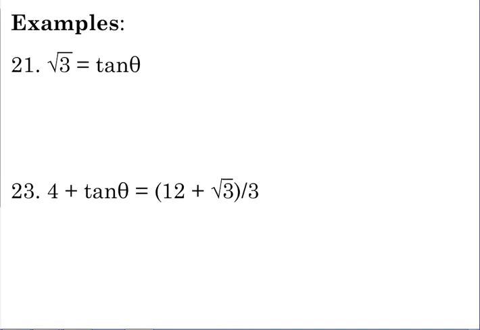Let's look at a tangent. Okay, number 21. The square root of 3 is equal to the tangent of theta. Now, we do not have values of tangent on the unit circle, but tangent is sine over cosine. So there are only two angles. I'm focusing on the first quadrant for the moment. There are only two angles that could give us a square root of 3 in that answer, right? We've got square root of 3 over 2 and 1/2, or we have 1/2 and square root 3 over 2.